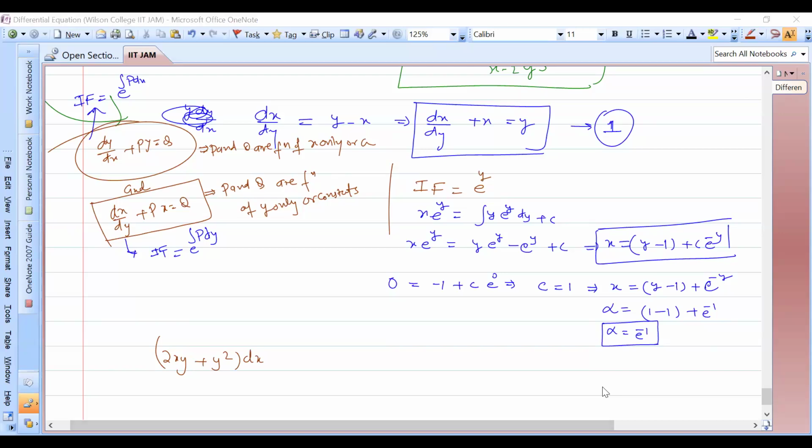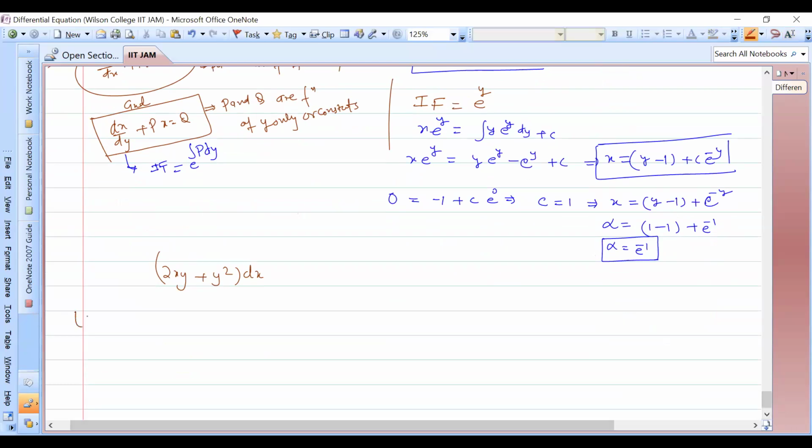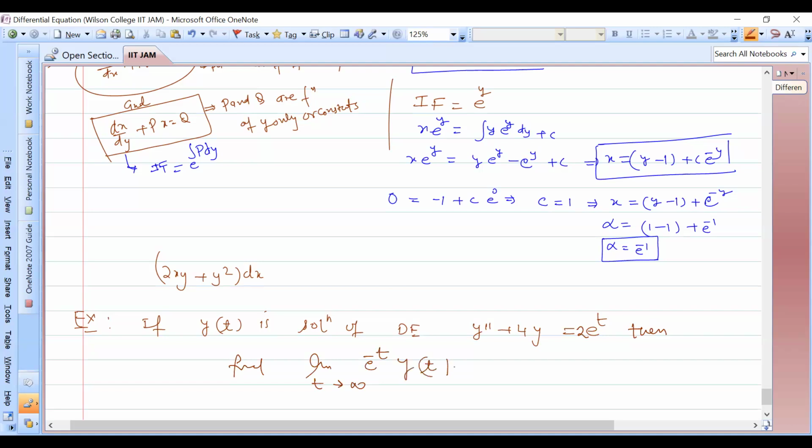Okay, so your next sum is: if y(t) is the solution of the differential equation y double dash plus 4y equals e raised to t, then find the limit as t tends to infinity of e raised to minus t times y(t), please.